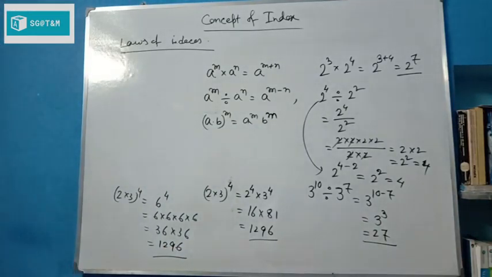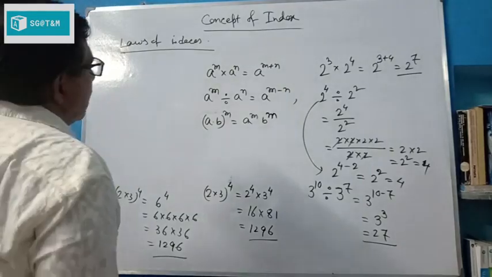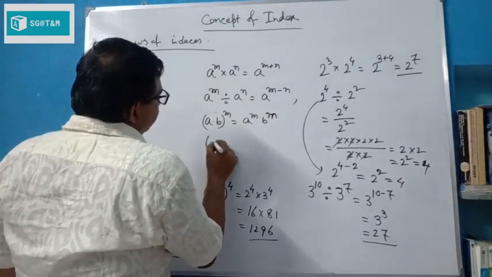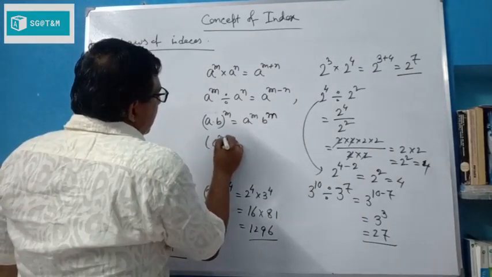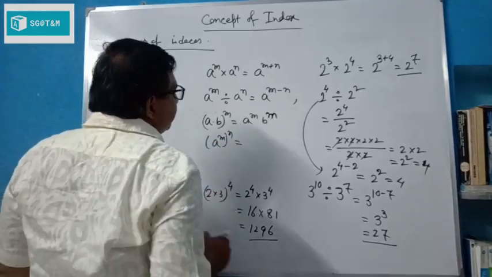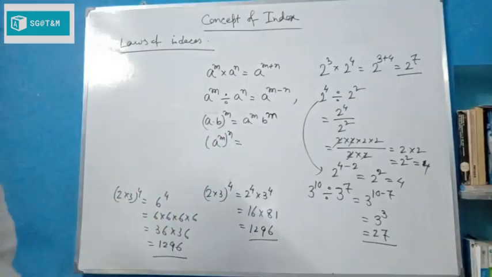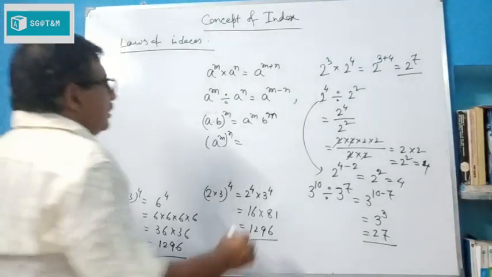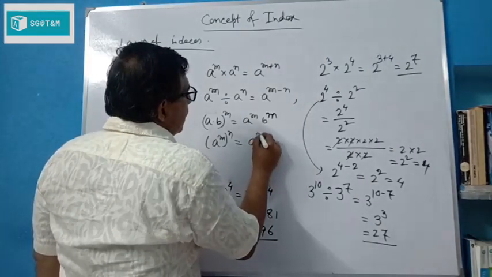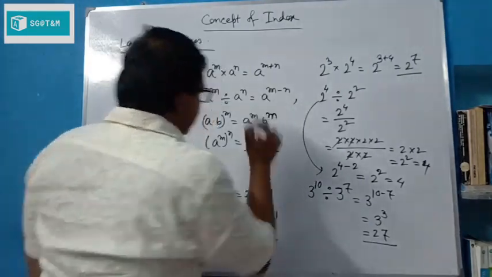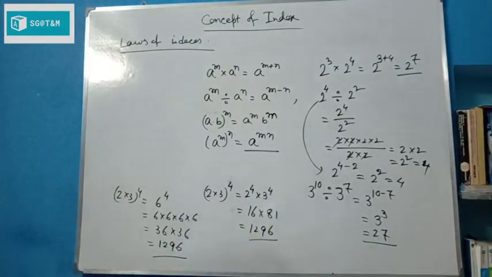So (a into b) whole to the power m is nothing but a to the power m into b to the power m. And another one: (a to the power m) to the power n. This is m, this is n, different. That is equal to a to the power m into n. A to the power m into n.